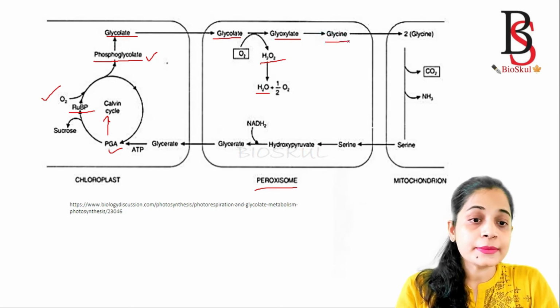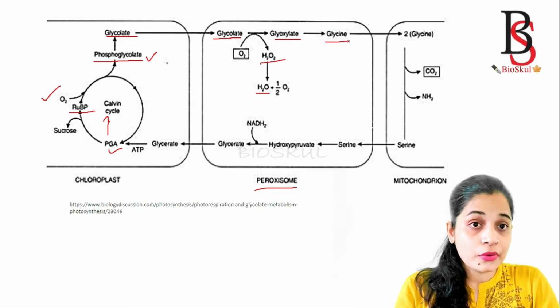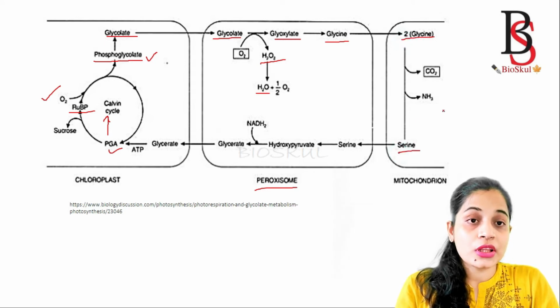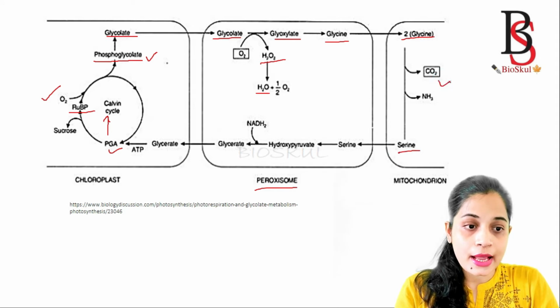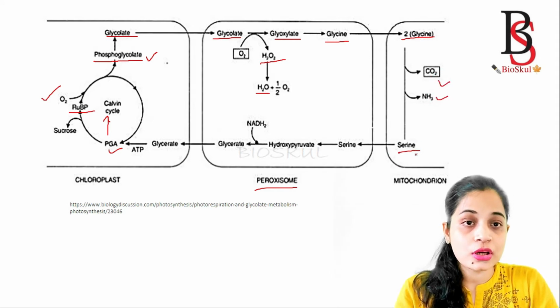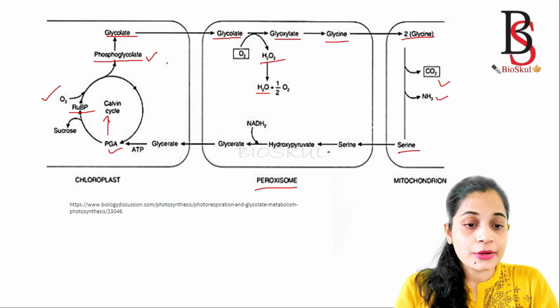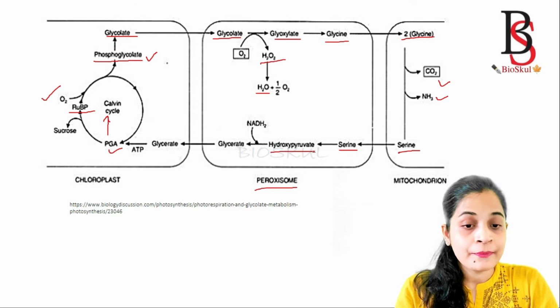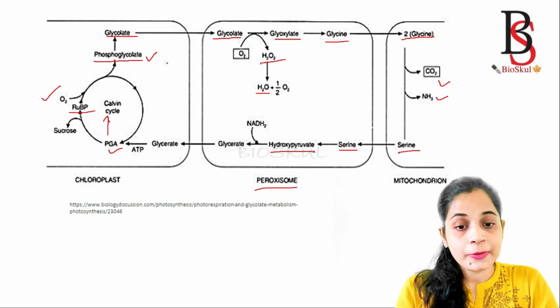Then the glycine will be moved into the mitochondria, where the glycine will form a serine molecule with the release of carbon dioxide and ammonia. And the serine from the mitochondria will move back to the peroxisome. In the peroxisome, the serine will be converted into hydroxypyruvate. Then the hydroxypyruvate will be converted into glycerate.